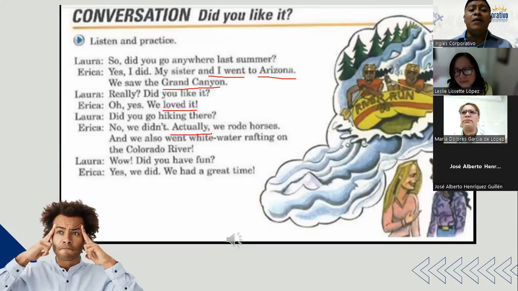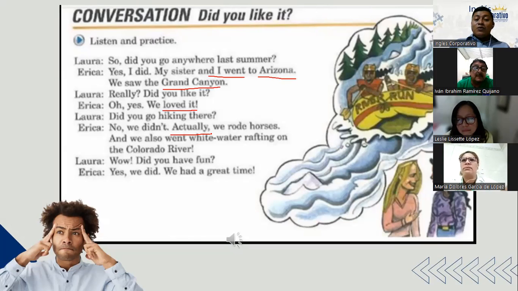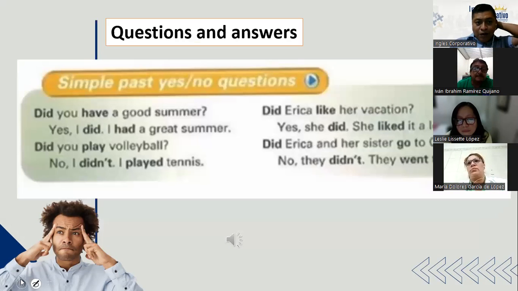Excellent. And what is the meaning of this word? Actually. Actual. Does it mean actual o actualmente? Okay. Actualmente. Pero en esa oración, no, not really. Actually es un falso amigo, como le decimos a las palabras que se parecen en español. Actually means en realidad. That is the meaning of this word. Thank you so much. Let's go with the next part.